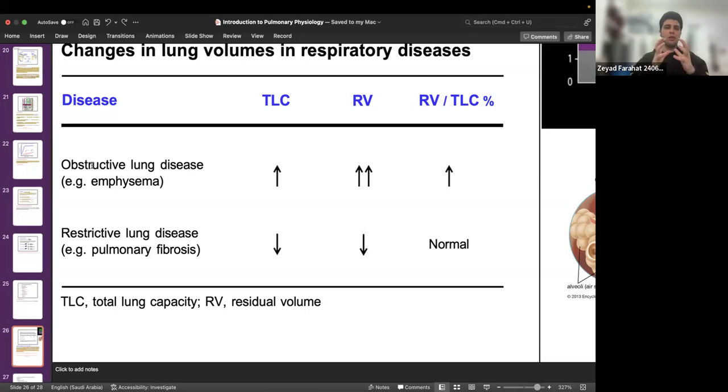Restrictive, the lung is thickened, it can't expand as much. So the TLC is decreased, you can't expand as much, and the RV is just the same. Nothing happens, no collapse, no anything. So the RV over TLC is normal.